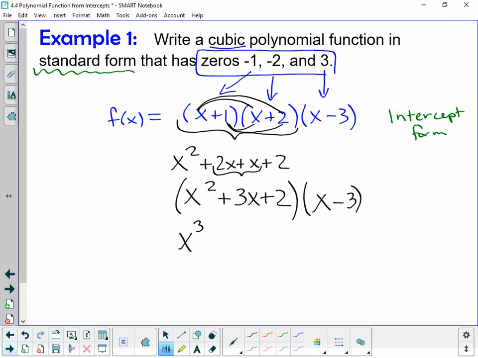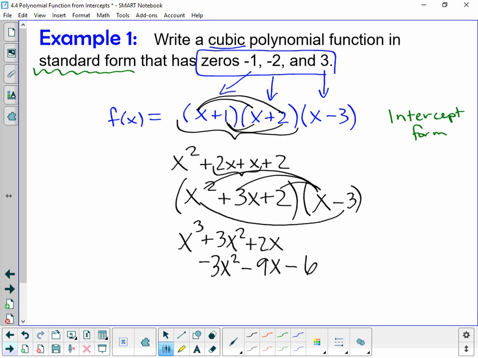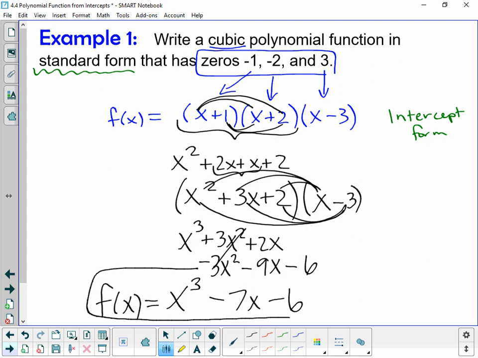So we distribute that out, we get x to the third, 3x squared, and 2x. So I multiplied that x out. And now we need to distribute that negative 3: minus 3x squared, minus 9x, minus 6. That's negative 3x squared, negative 9x, negative 6. So if we combine our like terms, we have x to the third. In this case, we have 0x squared, those two add up to 0. Minus 7x minus 6. And that is a cubic function in standard form that has zeros of negative 1, negative 2, and positive 3.